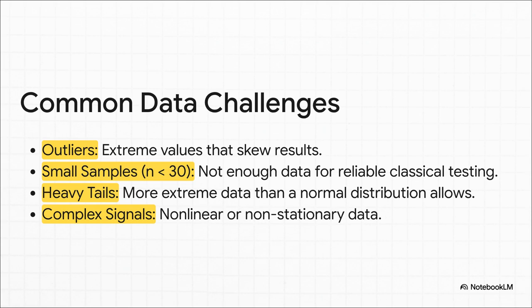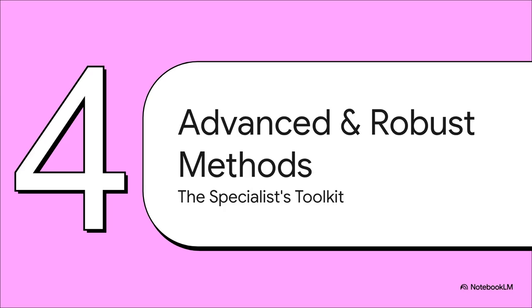You have heavy tails, which is just a fancy way of saying your data has more extreme values than you'd expect. And then you have complex signals, data that's just all over the place, totally unpredictable. This is where those classic tests really start to struggle. So what do you do when the standard tools aren't enough? Well, you don't give up. You reach for the specialist's toolkit. These are the advanced methods designed for exactly these kinds of tough jobs.